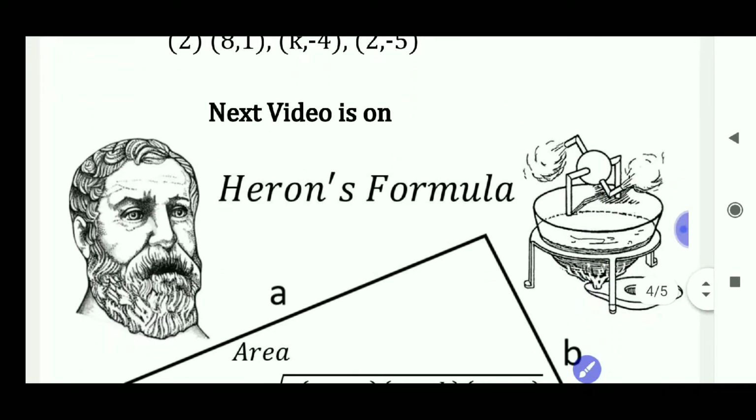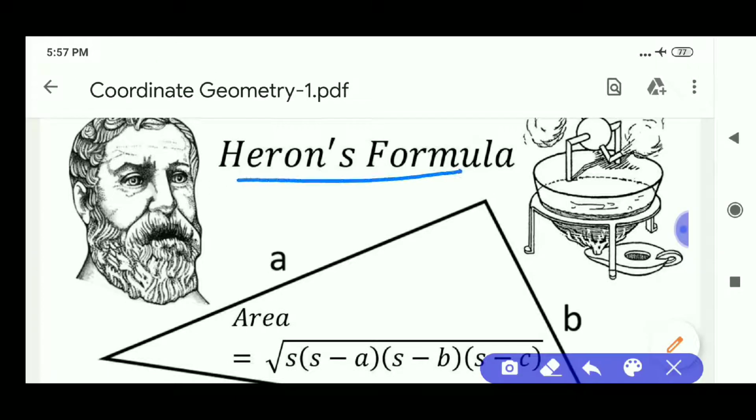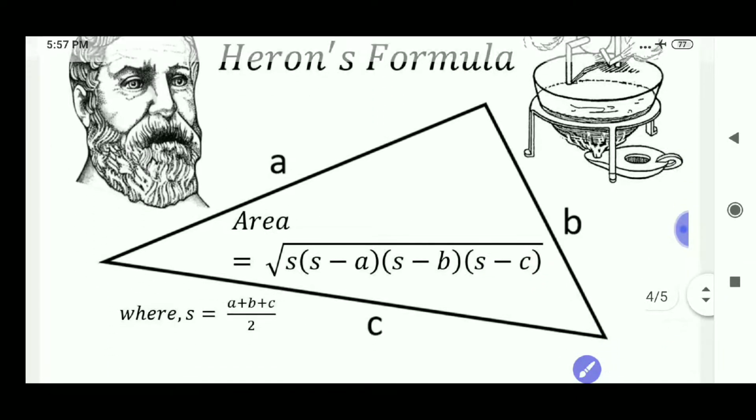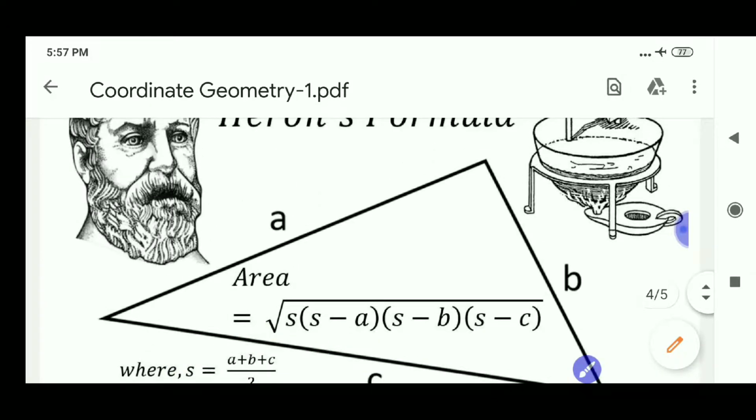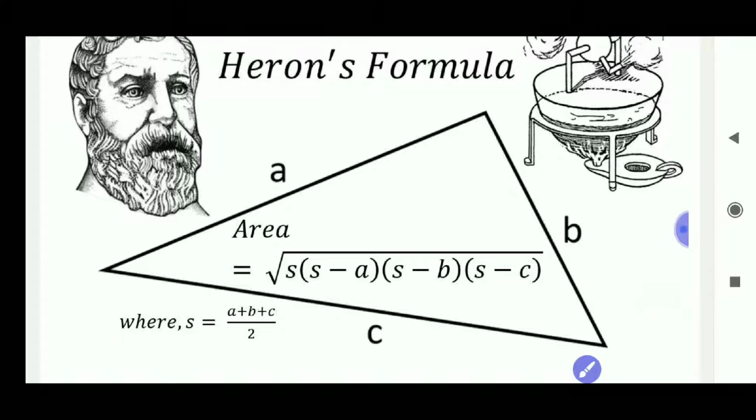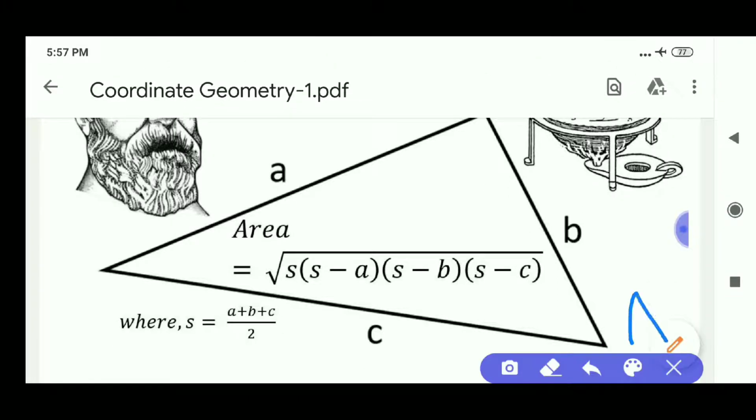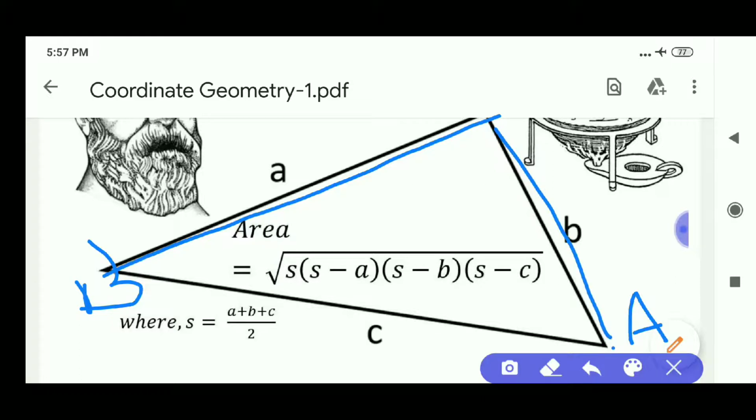Tomorrow's video is on Heron's formula. What is Heron's formula? Area of triangle is root over s into s minus a into s minus b into s minus c, where s is a plus b plus c by 2. What is this? Triangle ABC is given here. Opposite to the vertex A, the side is called small a. Opposite to the vertex B, the side is small b. Opposite to the vertex C, the side is denoted with small c.